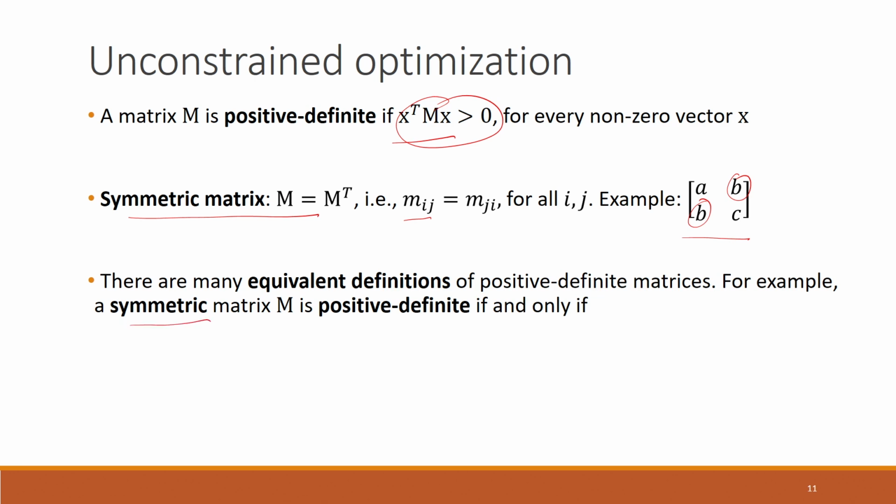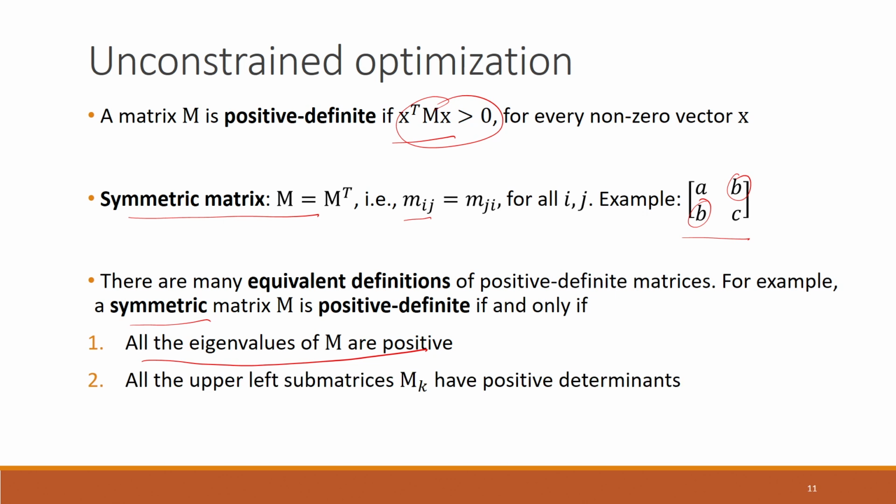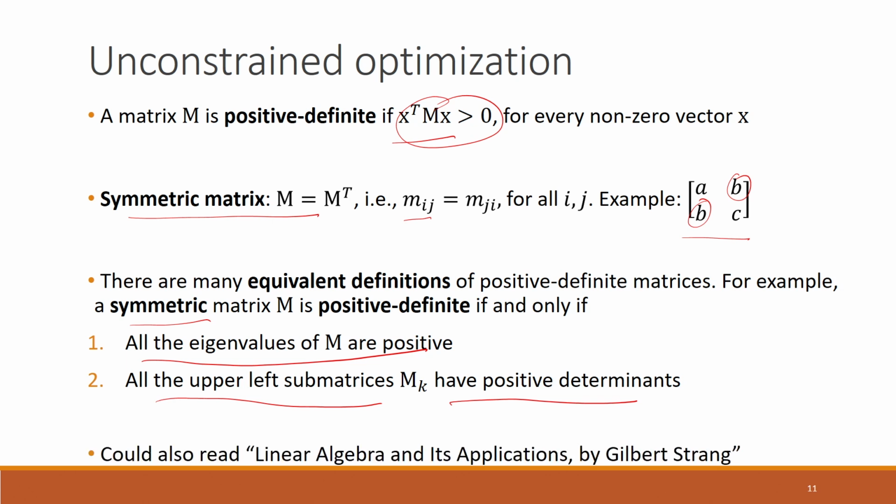A symmetric matrix M is positive definite if and only if all the eigenvalues of M are positive. Another equivalent definition is that all the upper left submatrices Mk have positive determinants. Now, these terminologies are related to linear algebra. If you do not remember these, I suggest that you pick up any standard text on linear algebra and you will be able to understand these. One such text is by Gilbert Strang, Linear Algebra and Its Applications. You can read from this also.